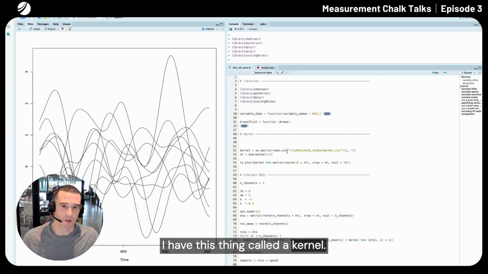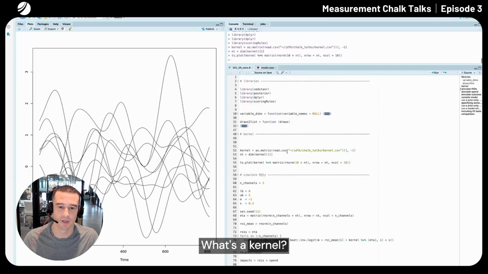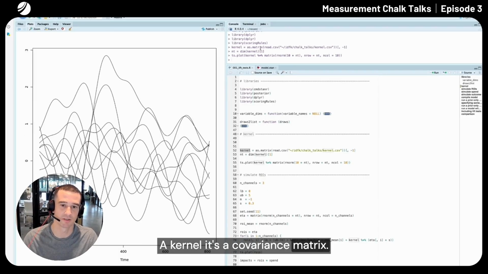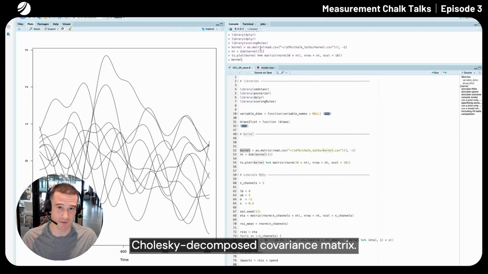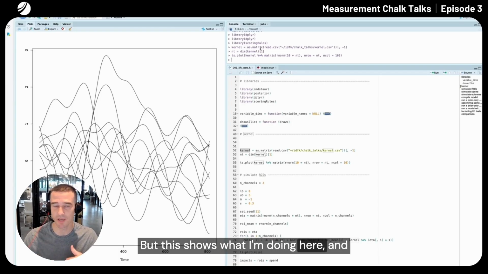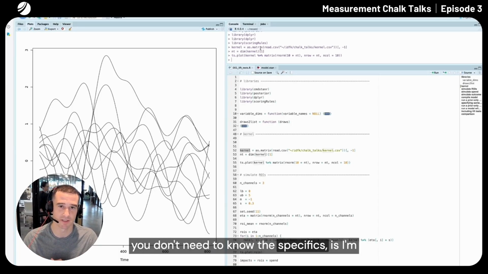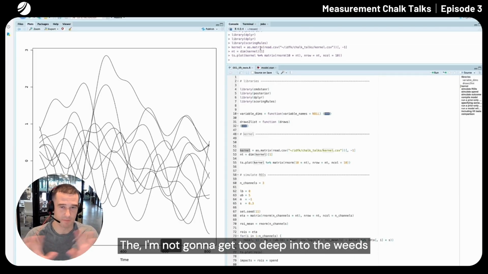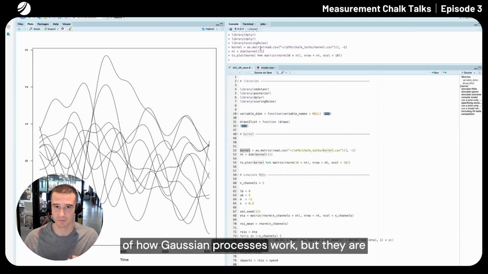So I have this thing called a kernel. What's a kernel? A kernel is a covariance matrix. In this case, it's the Cholesky decomposed covariance matrix. But this shows what I'm doing here, and you don't need to know the specifics, is I'm generating data via a Gaussian process. I'm not going to get too deep into the weeds of how Gaussian processes work, but they're ways of generating realistic time series data.